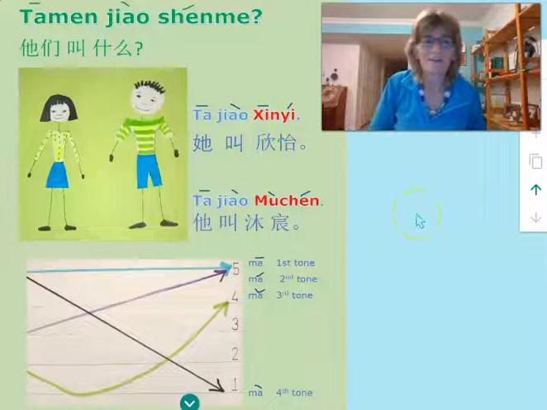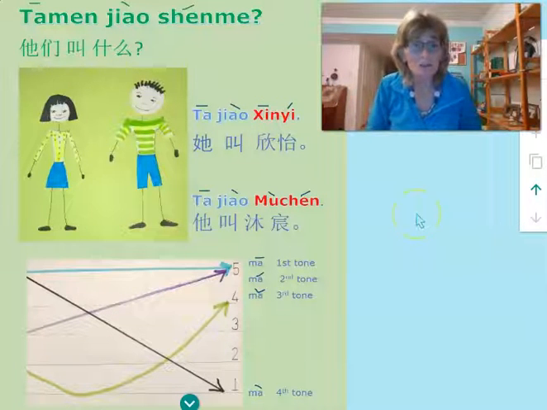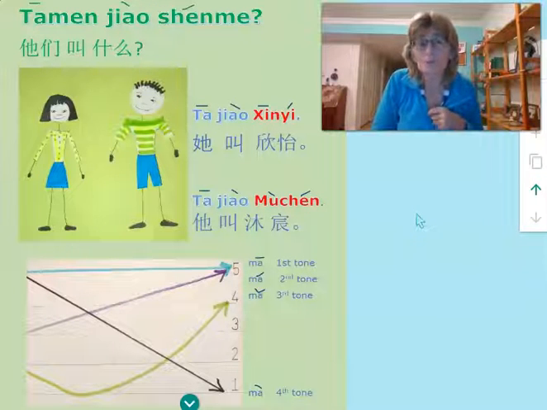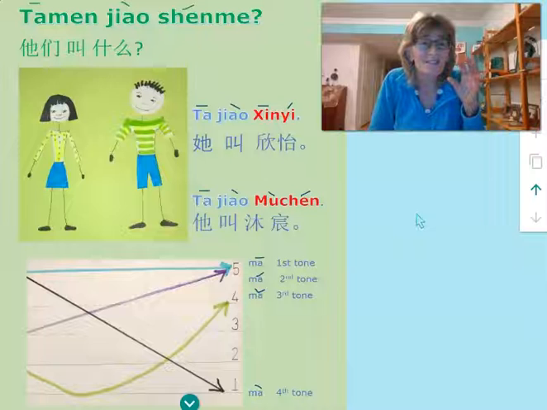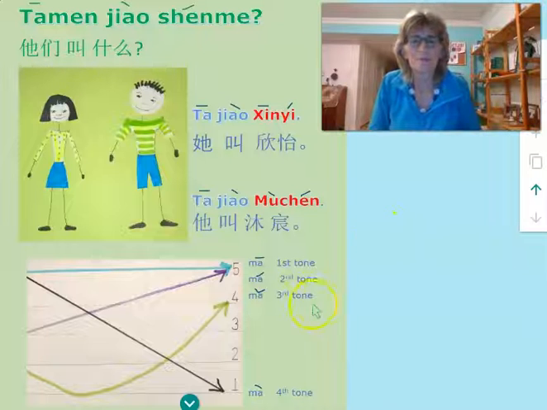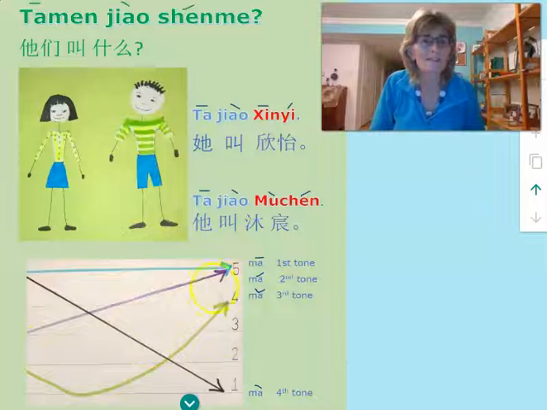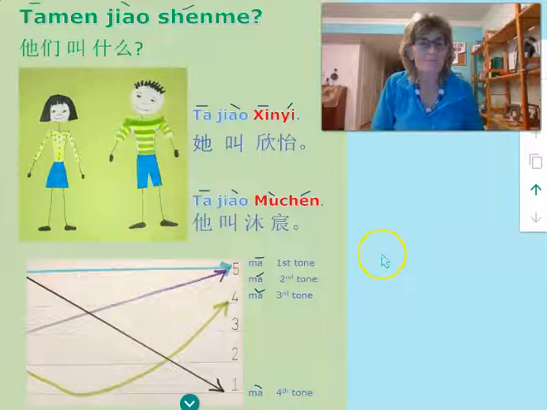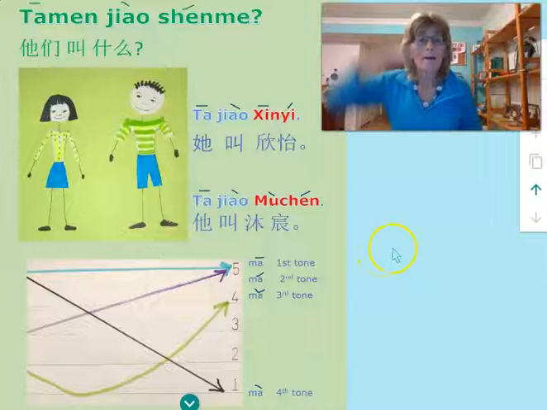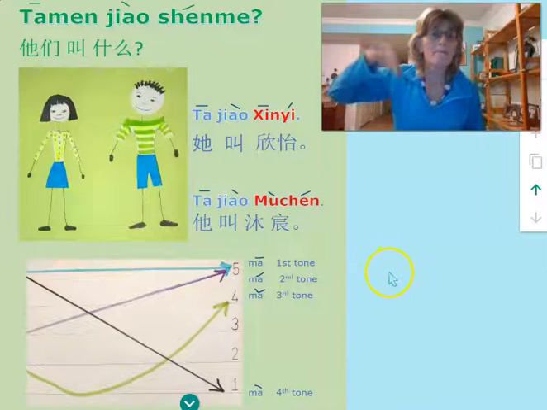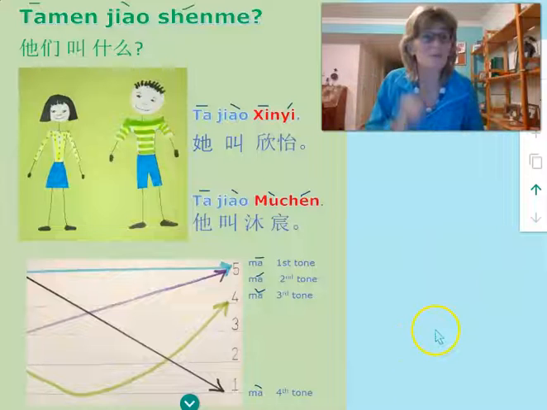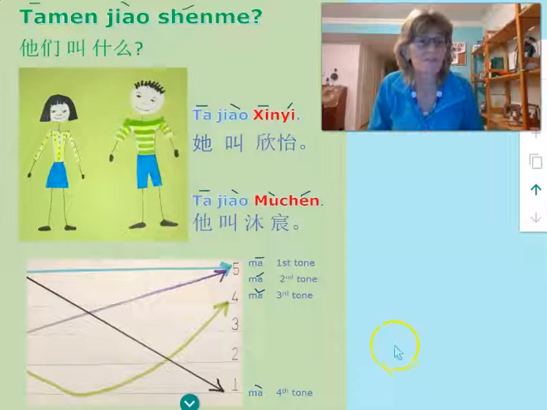Now, there are four main tones in Chinese. And there's a fifth one, which is a neutral tone, which is really, really soft, like ma, ma. Okay, but we're going to look at the four main tones, and we're going to use the letters M-A from pinyin. Ma, ma, ma, ma. Sort of the same one, but said with different tones.